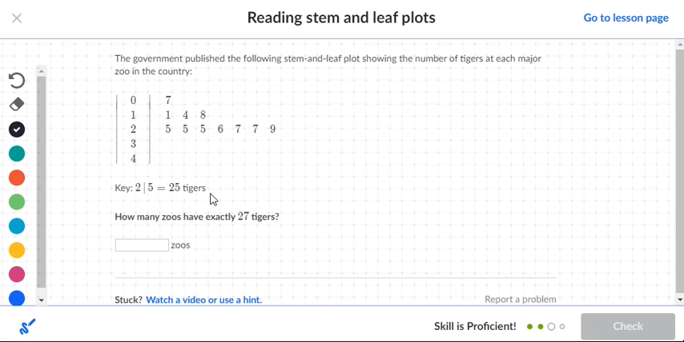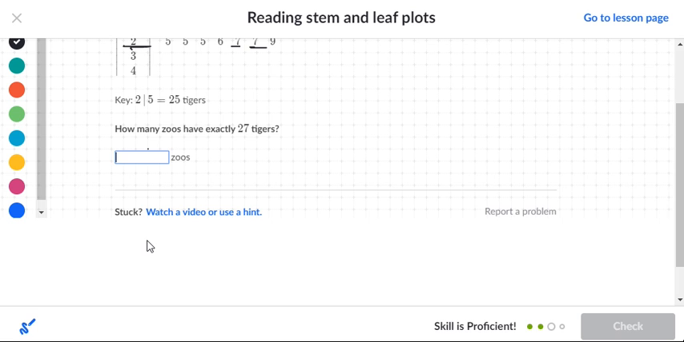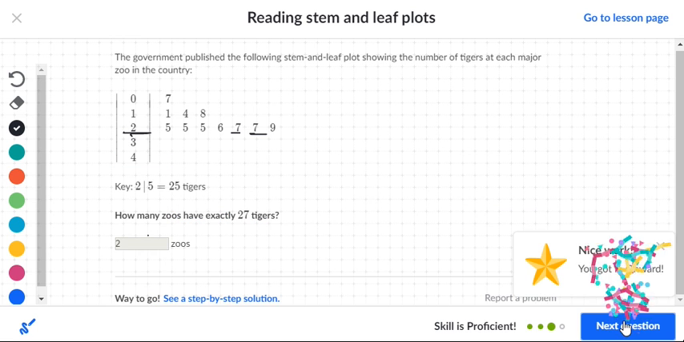Again, this is a key to remind you how to read these numbers. Now, how many zoos have exactly 27? Well, this is our 2, and there's a 7, and there's a 7. We know from the previous example that the 2 and the 7 means 27. So within the 20s, there are two 7s, so my answer should be 2. Okay, let's go to the next one.